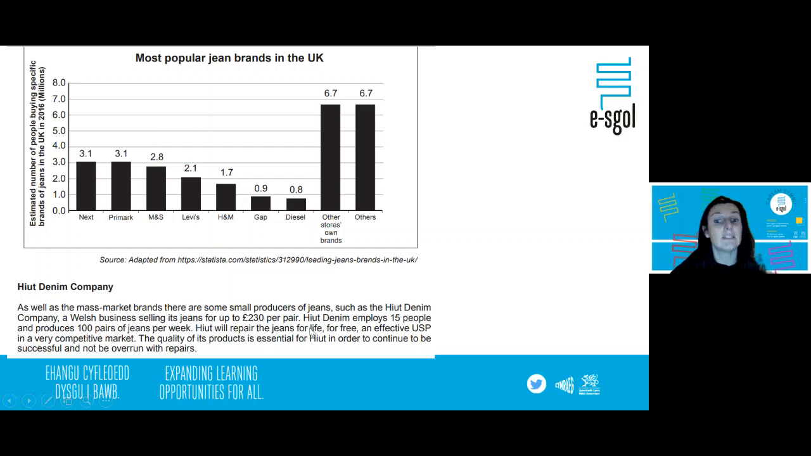Hyatt will repair jeans for life. So this is a good USP for free and an effective USP in a very competitive market. The quality of its products is essential, in order for Hyatt to continue to be successful and not be overrun with repairs. So it's really important that they produce quality goods.